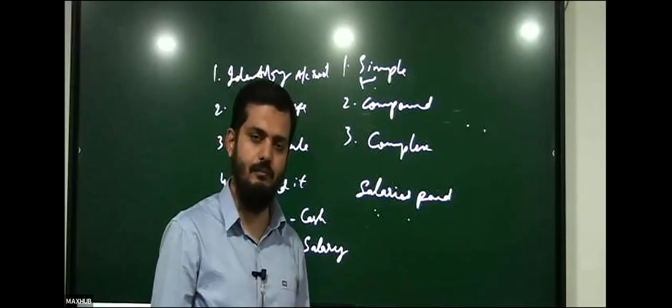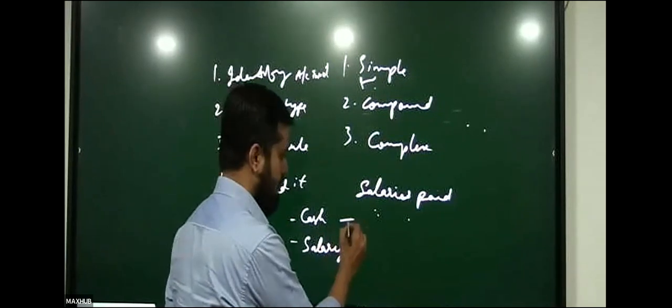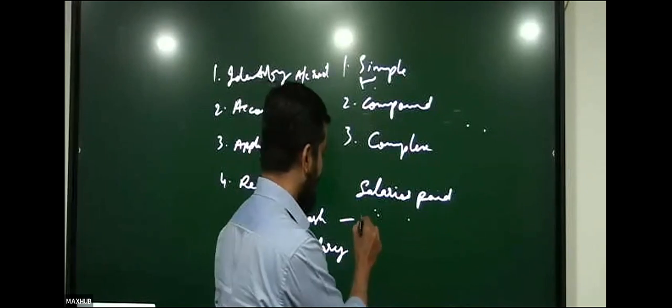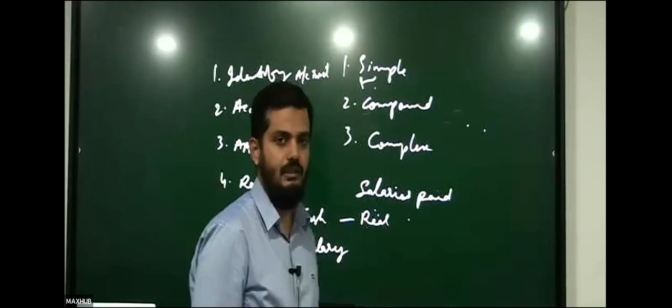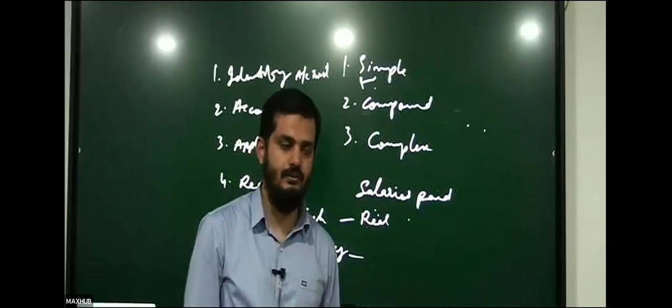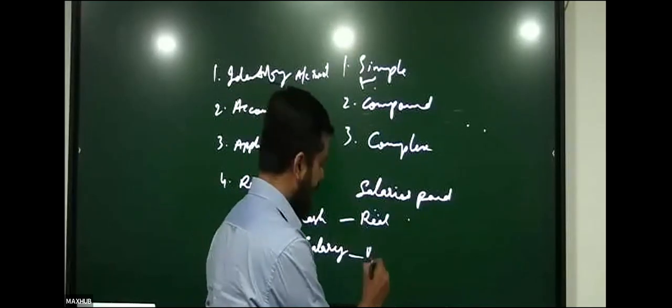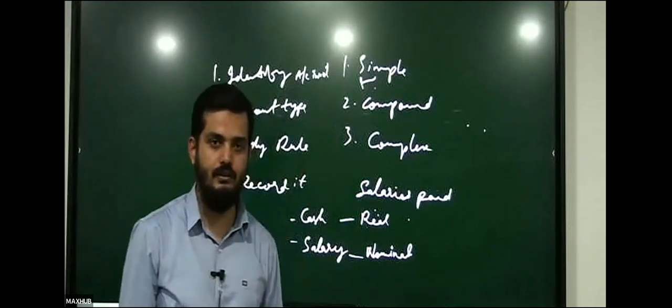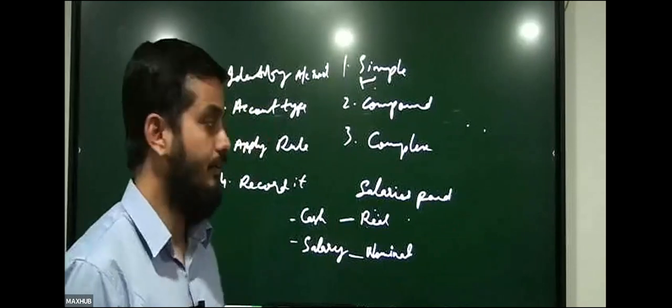Second step, account type: personal, real, or nominal. Cash is a real account. All assets are real accounts. Everybody agree? Salary is nominal. All expenses are nominal, and salary is an expense, so it's a nominal account. What is the third rule we have to follow? Apply the rule.